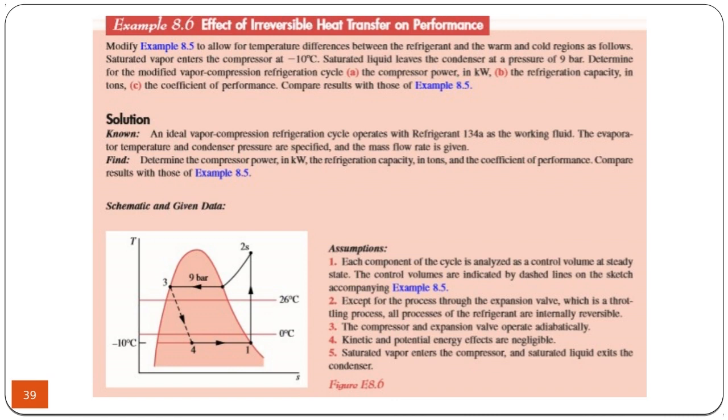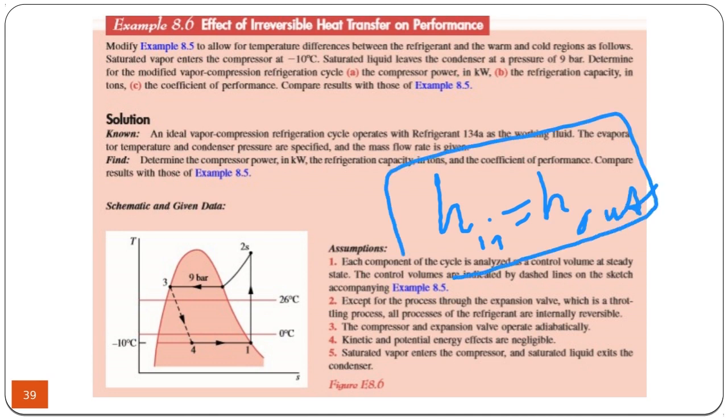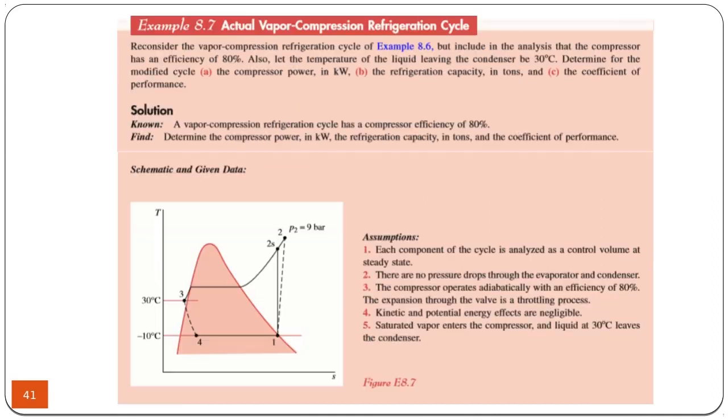Here, because of irreversibilities, instead of a turbine, an expansion valve is used. So when we use an expansion valve, H is constant. H in and H out in an expansion valve are the same. So enthalpy does not change in an expansion valve.